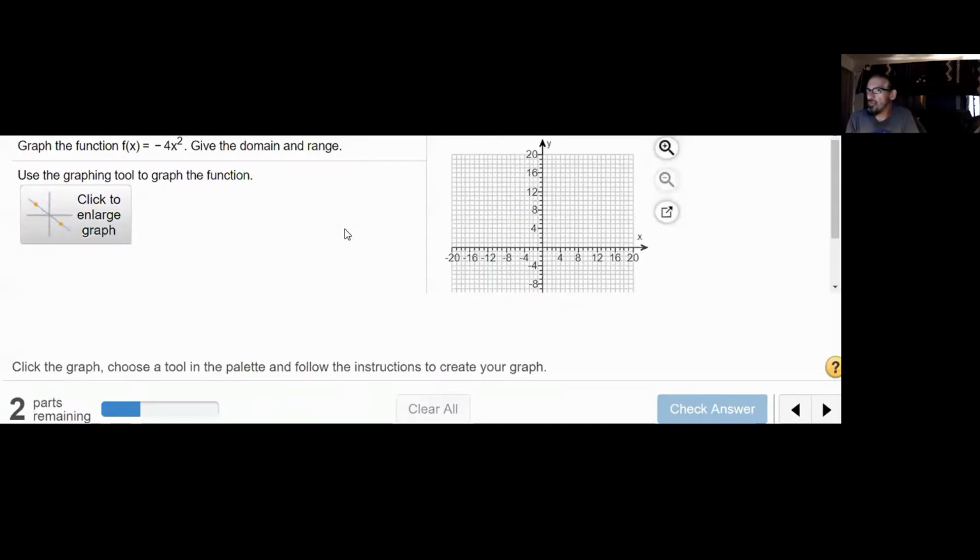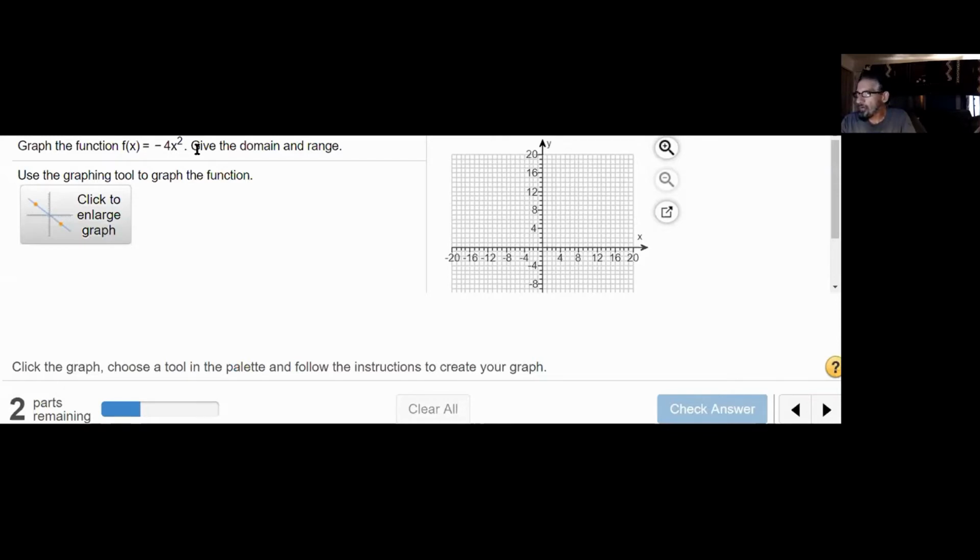This next one, we are asked to graph f of x equals negative 4x squared, and then give the domain and range. Now, as for the domain, you can square any number you like, multiplying it by itself. And you can multiply any number by negative 4. So when we get to the point where it's asking for what the domain is, all real numbers, I'm going to be typing it in interval notation. As for the range, we're going to have to take a look at the graph that we come up with.